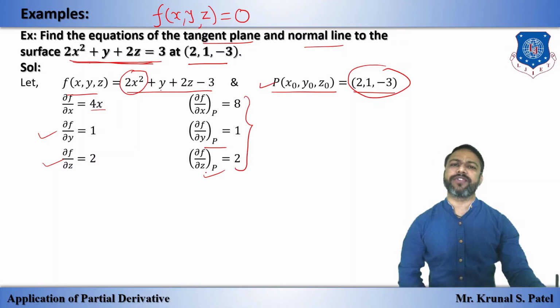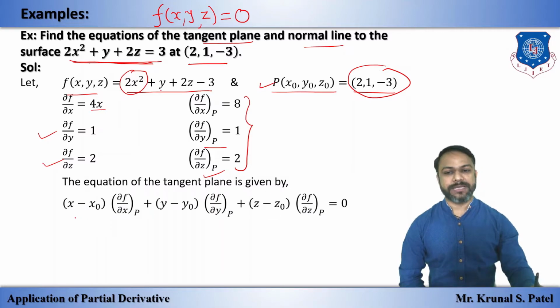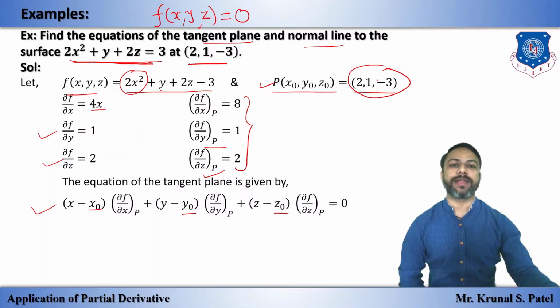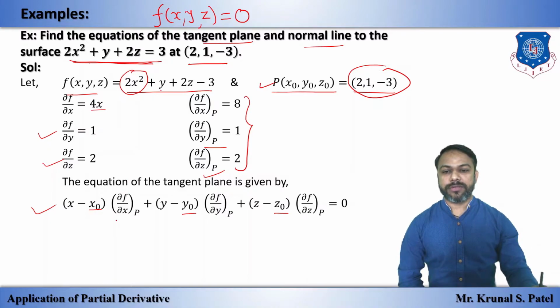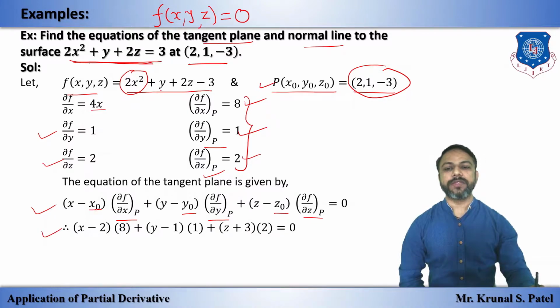Now just write down the equation of the tangent plane. The equation of the tangent plane is given by this, as we have seen previously. The values of x0, y0 and z0 are 2, 1 and -3, and the values of the derivatives are 8, 1 and 2. So we just replace these values: x0 is 2, y0 is 1 and z0 is -3, so this minus becomes plus, and the values of the derivatives are 8, 1 and 2.